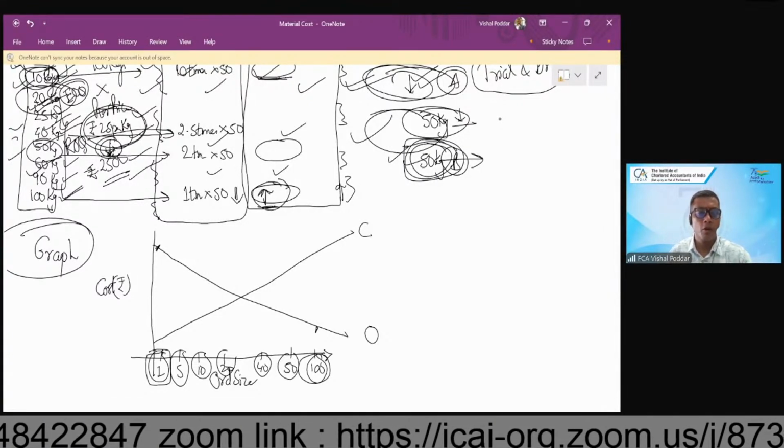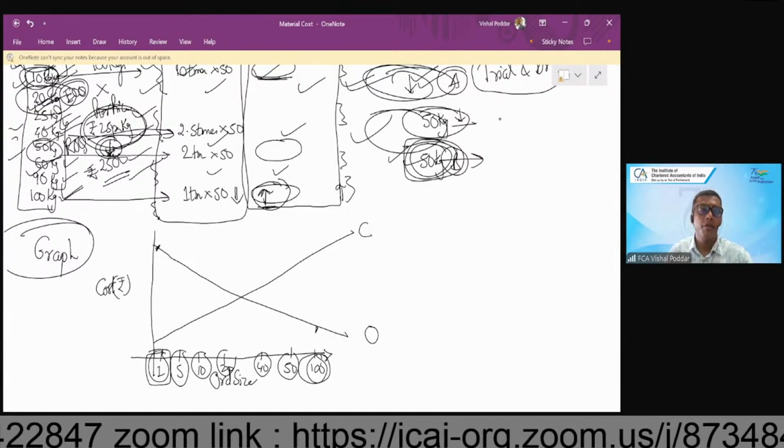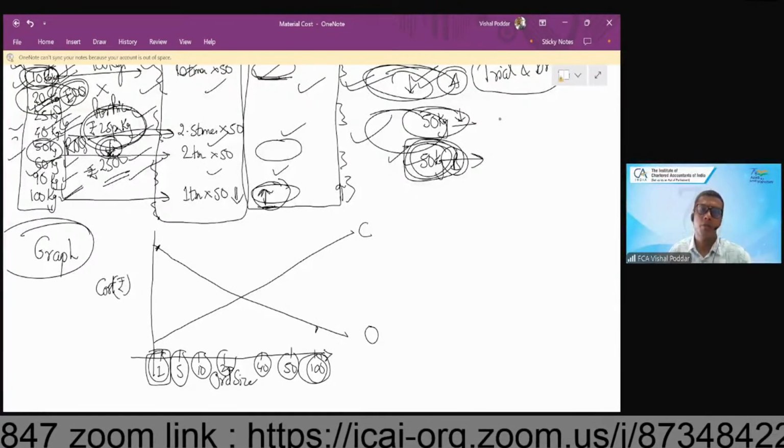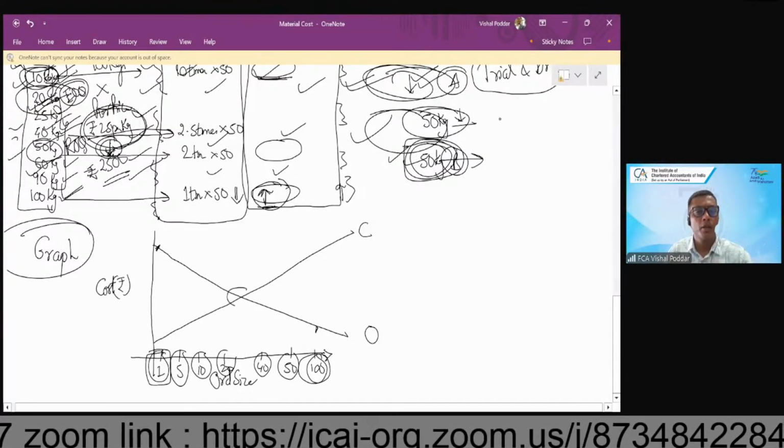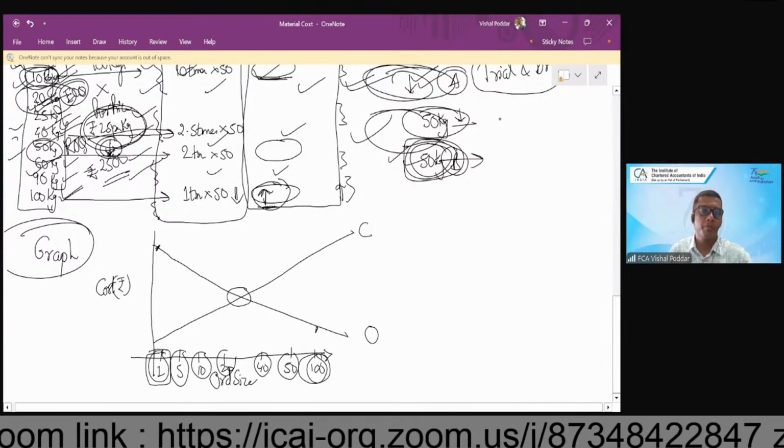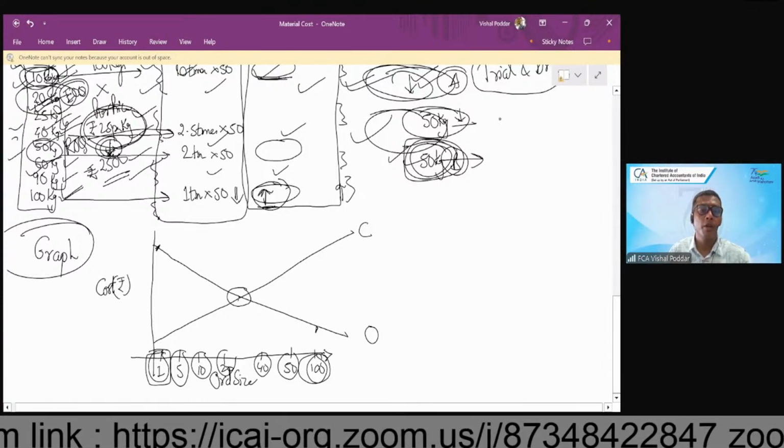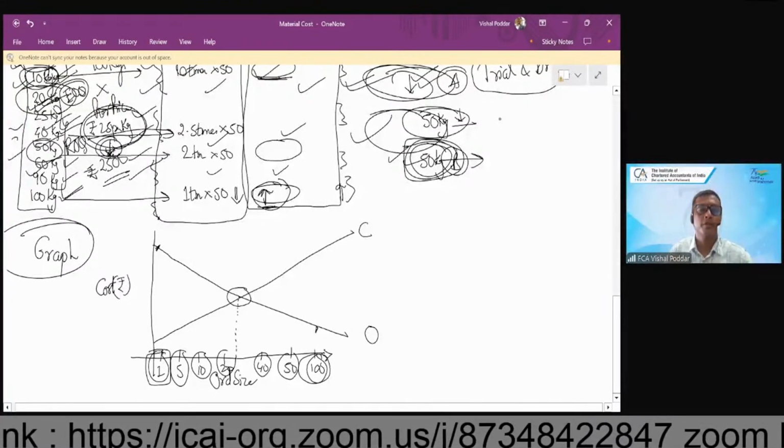Now we all know from economics that when there are inversely related items, one is going upward, one is going downward, the most optimum is where the equilibrium happens, that is this.